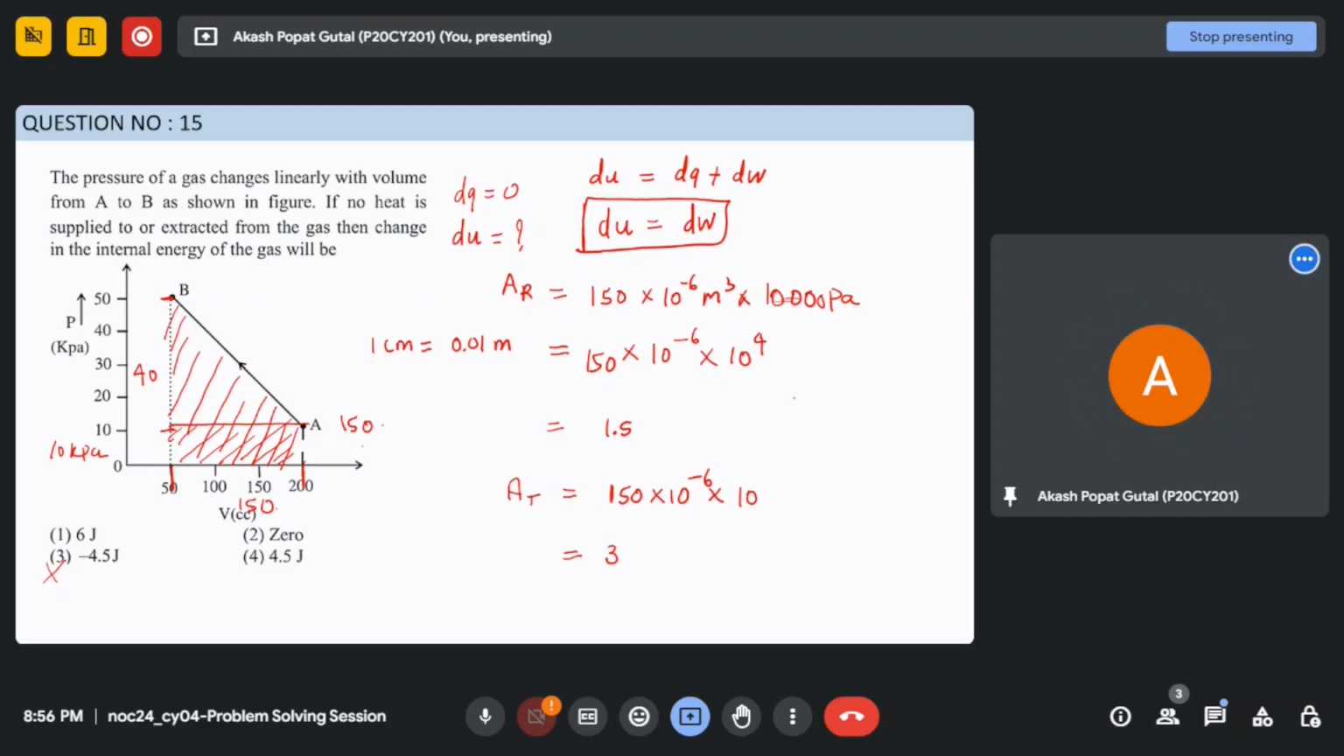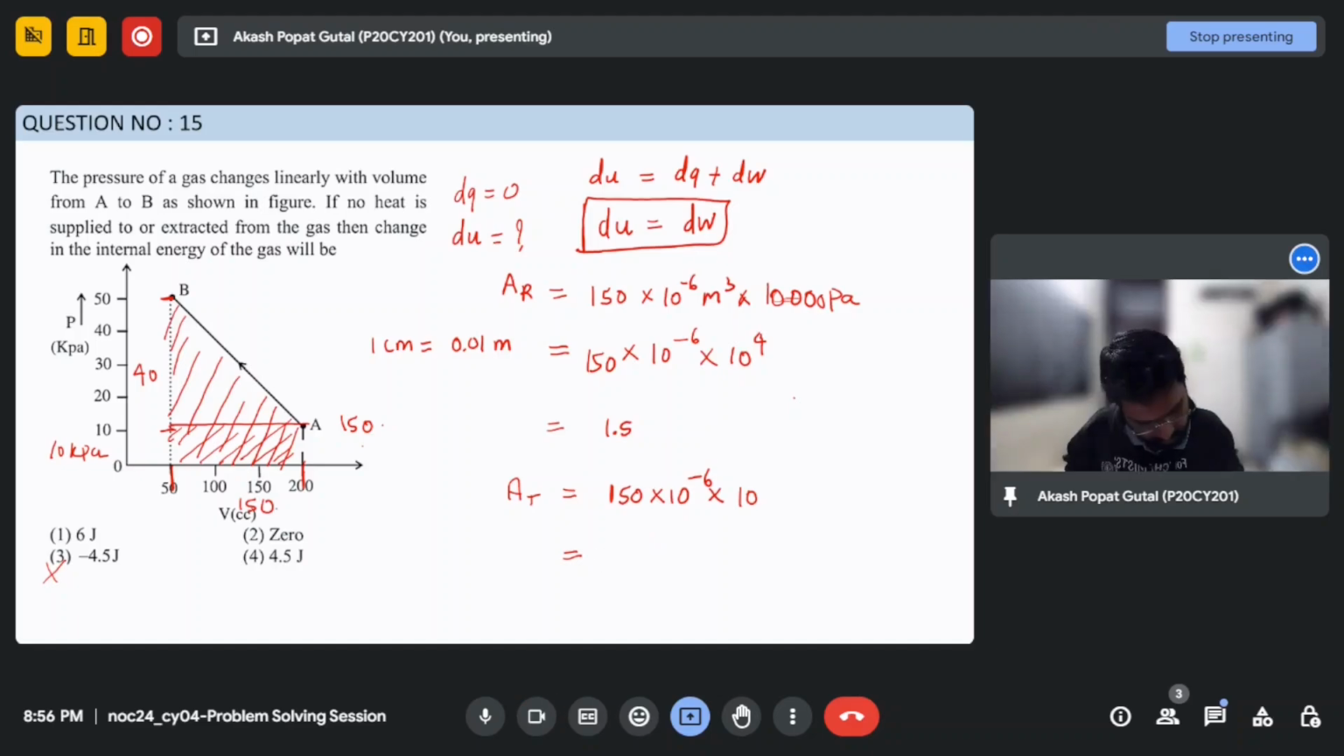Let me change the, I get 3 divided by 4 into 40. So what we'll get is 1520, 10 to 15, 16. That was 3. Let me give it a joule.